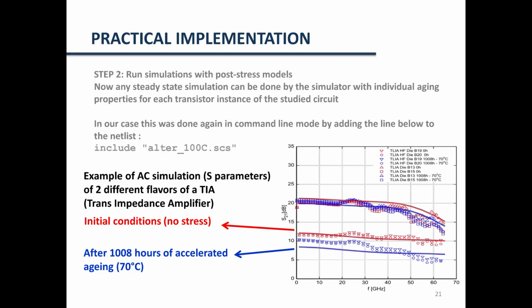Let's go to slide 21. So now we are on step 2. We have run the initial aging simulations. We have obtained the aging results, and we have gathered all this information into an include file. So now what can we do? Clearly what we can do now is run any steady state simulations with the simulator with the individual aging properties for each transistor instance of the studied circuit.